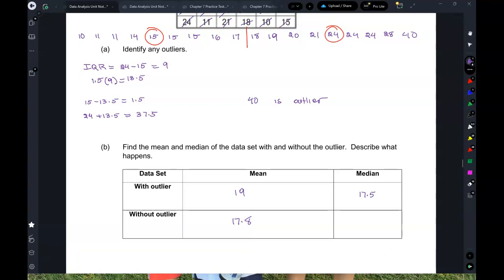Okay. How about the median? So if we take out the 40, now I have this. What will be the median here? How many values do I have? So that would be 17, correct? Yes? So do you see how, again, the mean was affected more by the outlier than the median was?